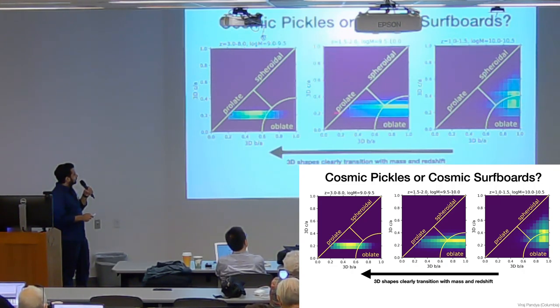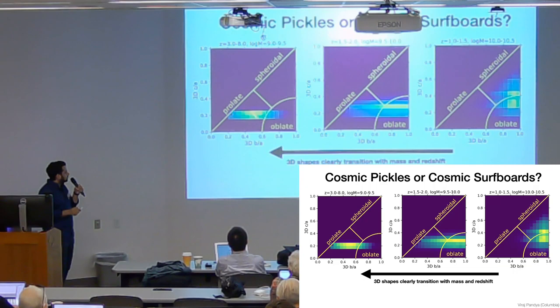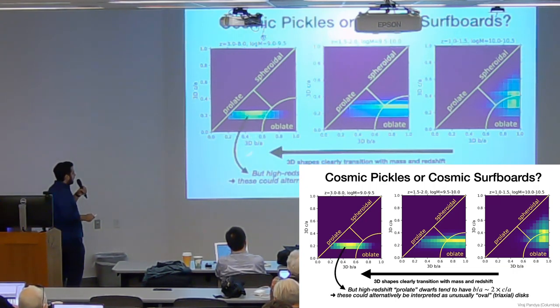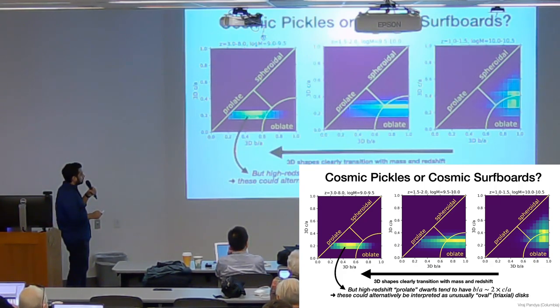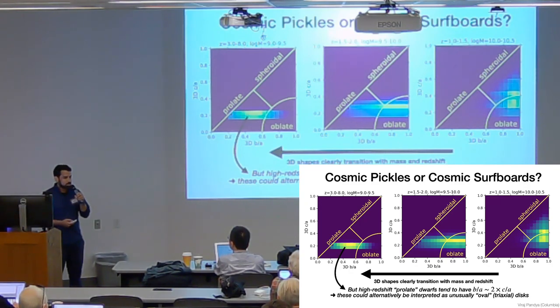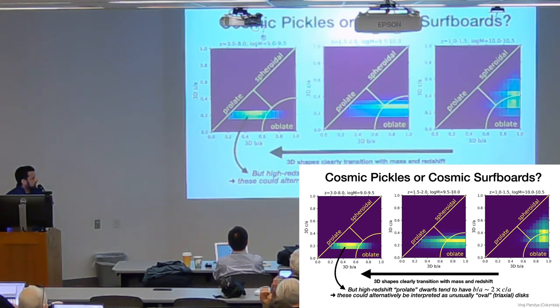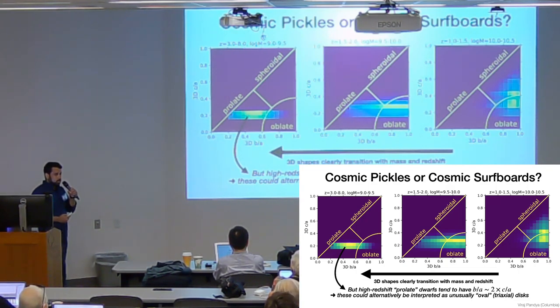And then as you go to progressively higher redshift, like 3 to 8, in the dwarf regime at high redshift, you get galaxies ending up towards this prolate region on the left. But if you look closely, even for this distribution, most of the objects seem to have a B over A that is roughly 2 times C over A, and this is a hallmark of an unusually oval, or triaxial, population of disks. And so I think this is just as exciting to focus on as the prolate scenario, and I think it hasn't received the attention it deserves.